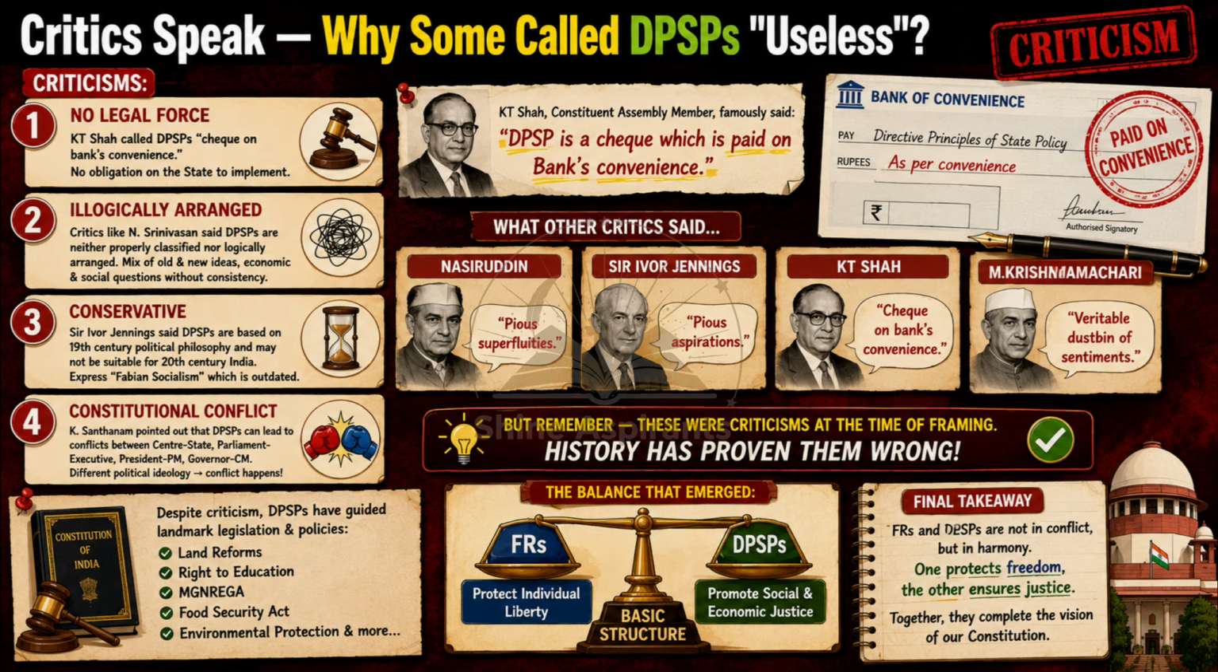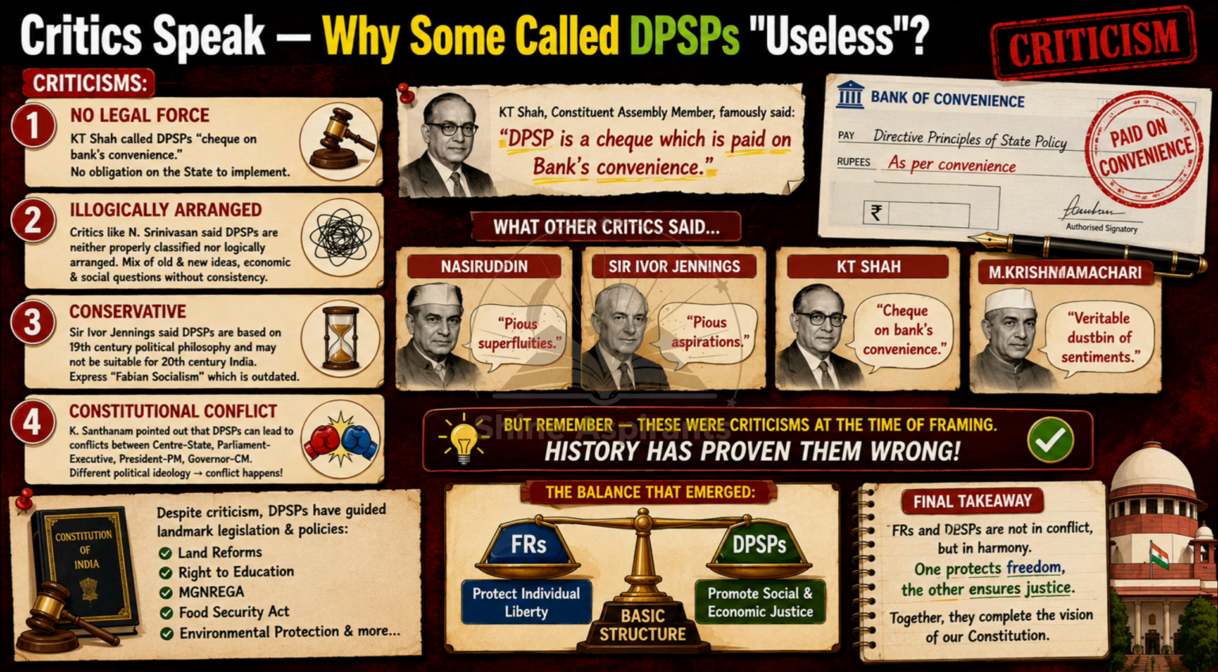Krishnamachari called them veritable dustbin of sentiments. But remember, these were criticisms at the time of framing. History has proven them wrong. Criticism 2. Illogically arranged. Critics like N. Srinivasan said DPSPs are neither properly classified nor logically arranged. The provisions mix old and new ideas, economic and social questions without a consistent philosophy.